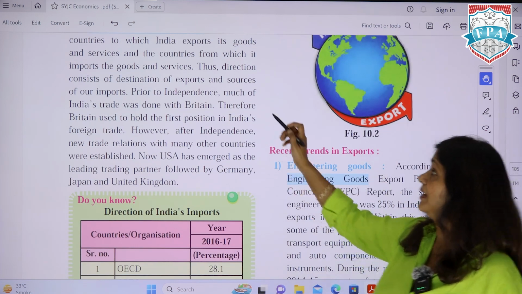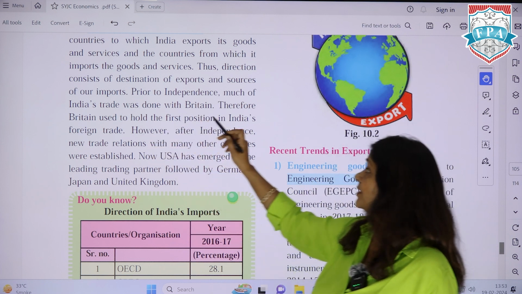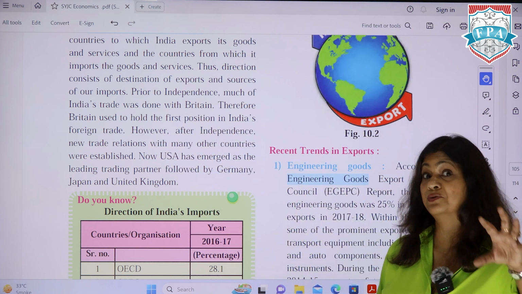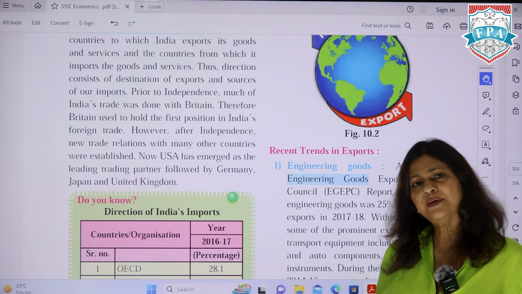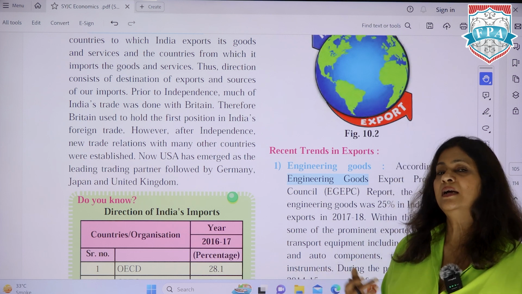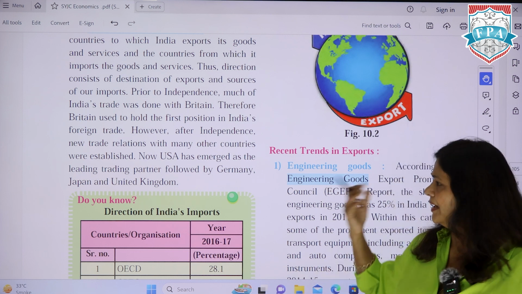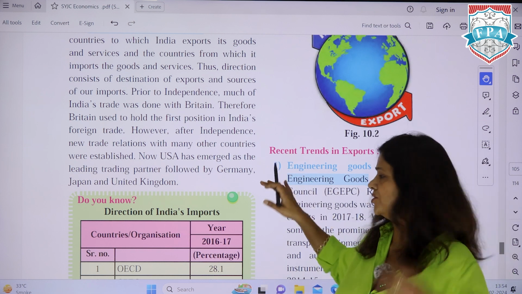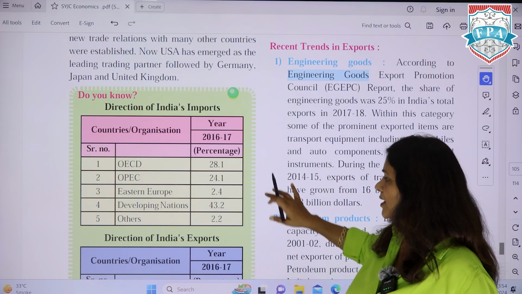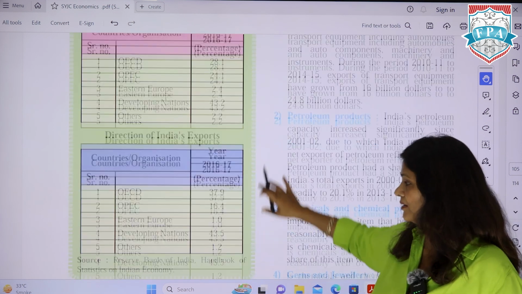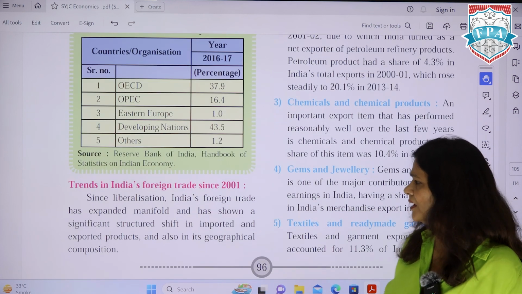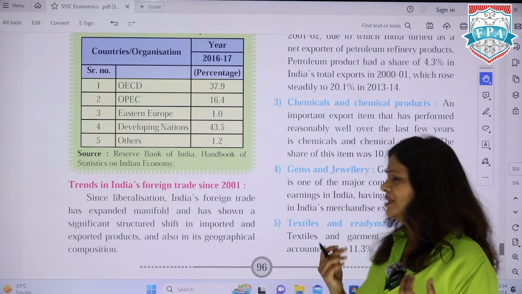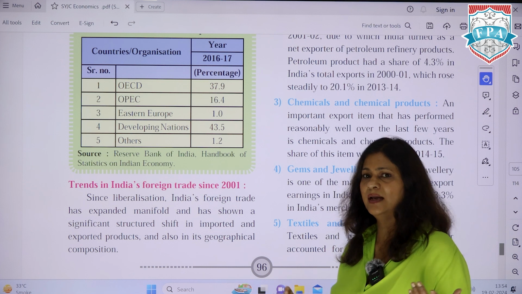Again, prior to independence, India की maximum trade was with Britain. Britain used to hold the first position. But after independence, India has developed very good relations with many other countries, US, Japan, whatever. So they are giving you a table for you to appreciate. Now guys, this is for reading sake, right?